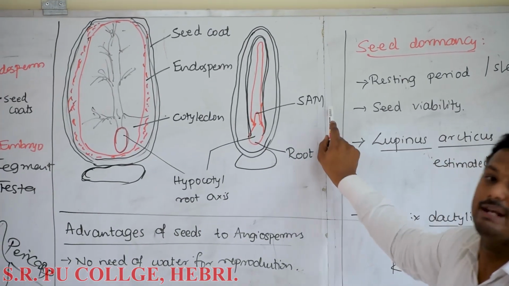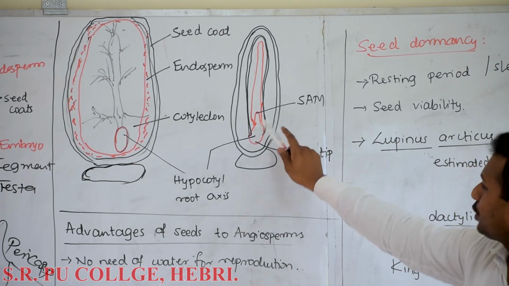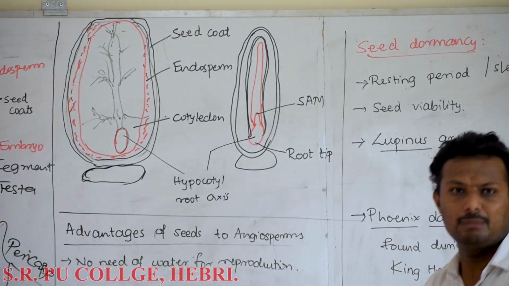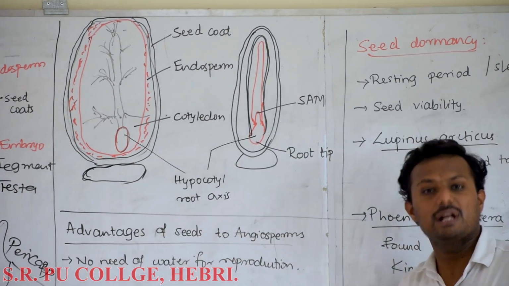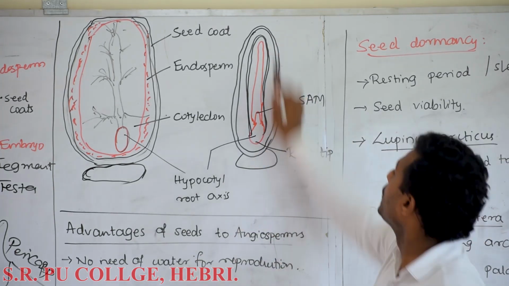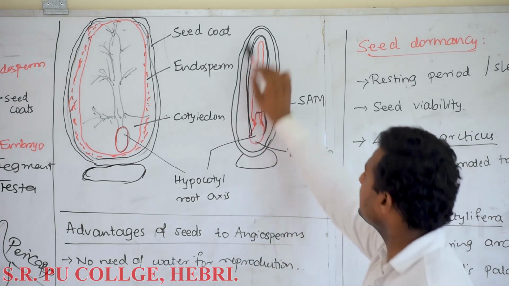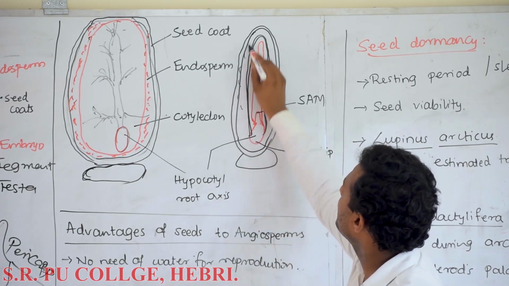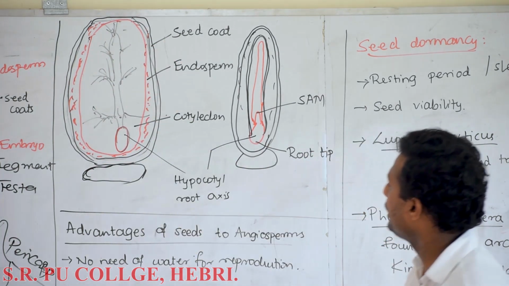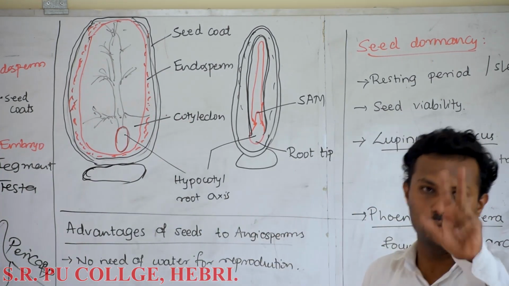So you can see SAM means shoot apical meristem. The lowermost portion is the root apical meristem. The shoot apical meristem is covered by the epicotyl, and the root apical meristem is covered by the coleorhiza, right? So this develops into shoot, and this develops into root, and surrounding this there will be the endosperm. This red region is nothing but the endosperm, and outside the endosperm you can see two seed coats.